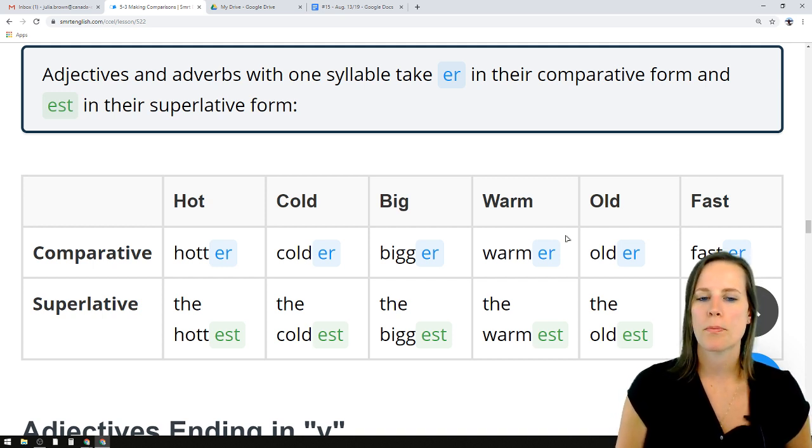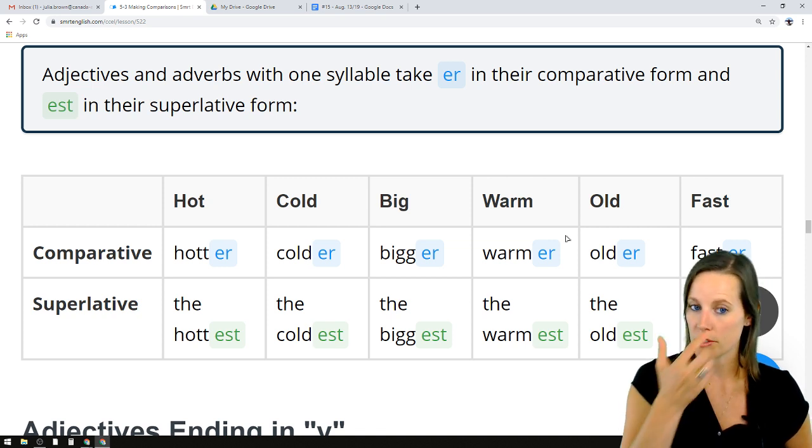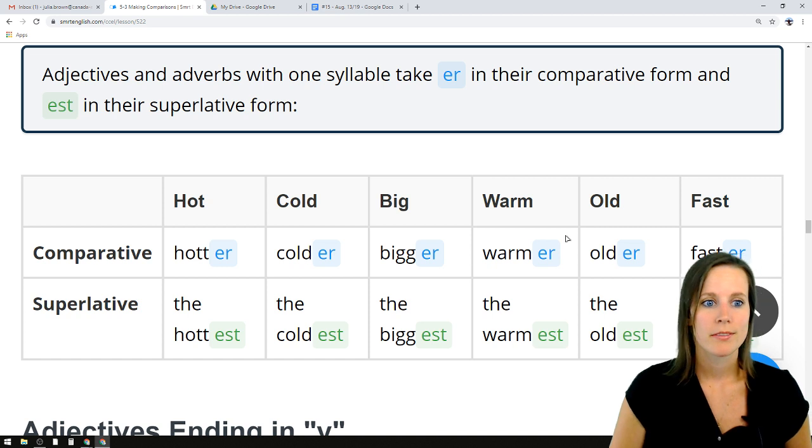Maya, both are correct. You can use both. You can say you need to drive a bit slower or you need to drive more slowly. You can do both, okay? Khaled, the world is getting warmer. Good.